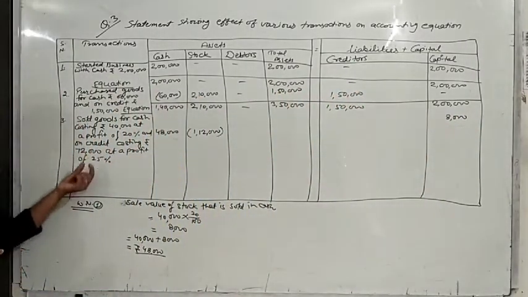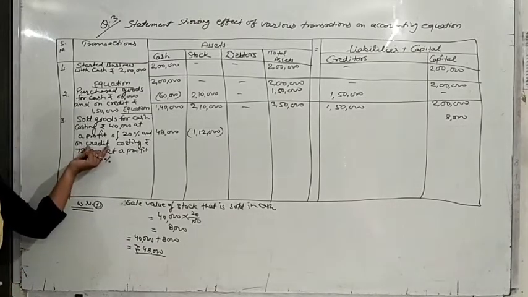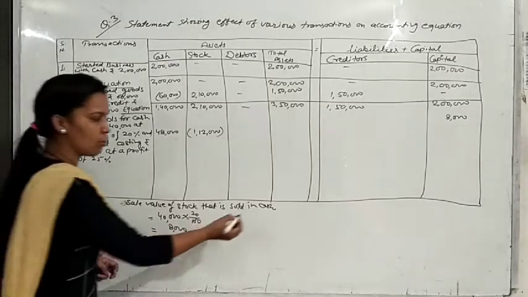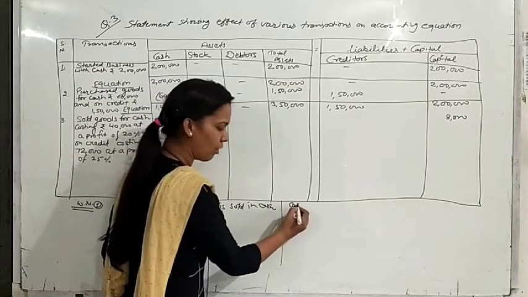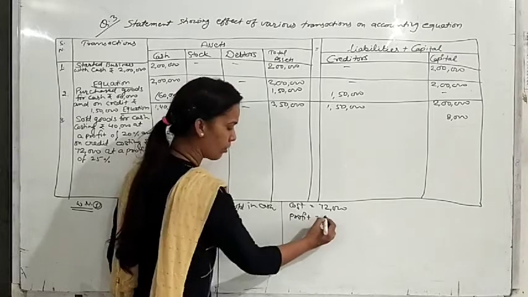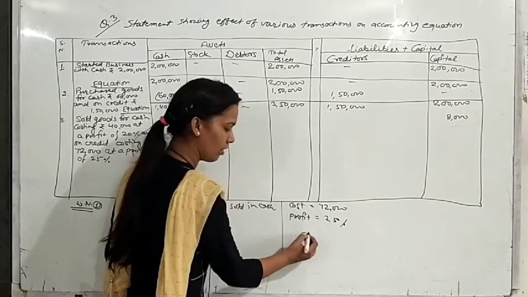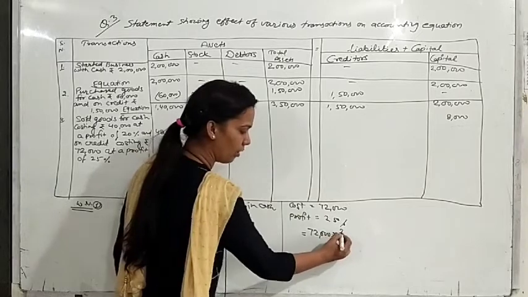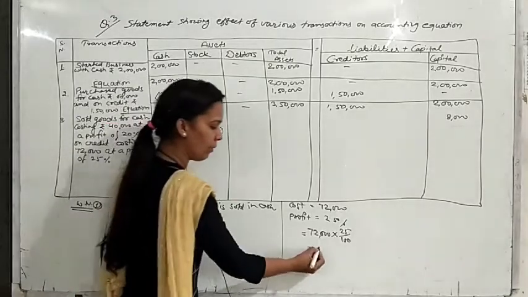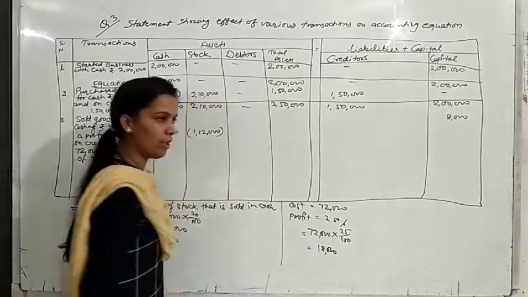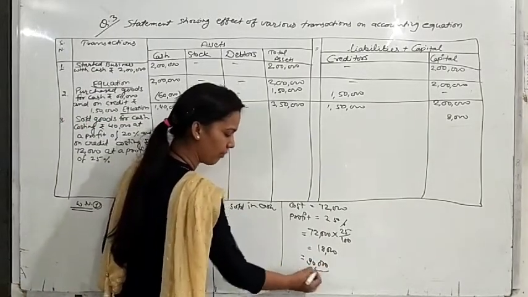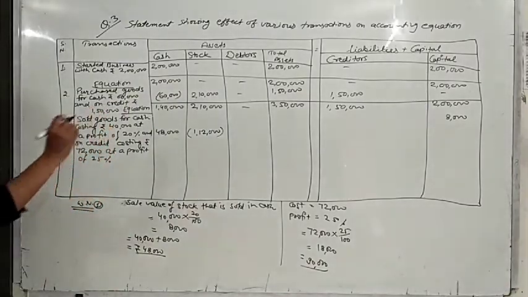Now move on to the second transaction, that you are selling goods on credit also. 72,000 was the costing and you are selling at a profit of 25%. So second working note we can prepare here, like cost was 72,000. Profit equals to 25%. So first of all, just get the profit in rupees. 72,000 multiplied by 25 upon 100. So it will be 18,000. 18,000 is your profit and you are selling goods at 72 plus 18, it will be 90,000. This is the selling value.